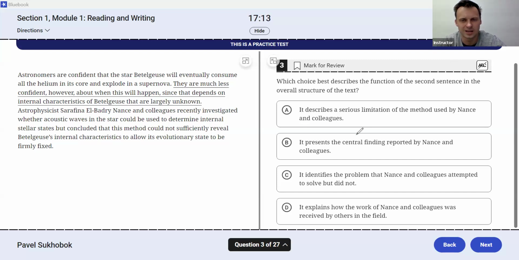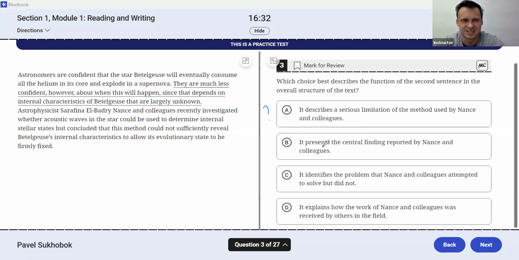So on one hand, I think it has a lot of the right things because is that a limitation? Yes. However, is it a limitation to the method used by Nance and her colleagues? Not so sure, because the method doesn't come until later, and the method is regarding the acoustic waves. And we don't really know what the limitation to the method is, except that it doesn't quite work. So I might not cross this one out just yet, but I have some reservations about it. I think, if anything, that is a problem to the astronomers, not necessarily a limitation of the method used by Nance. So I'm going to put a question mark here, but I'm skeptical.